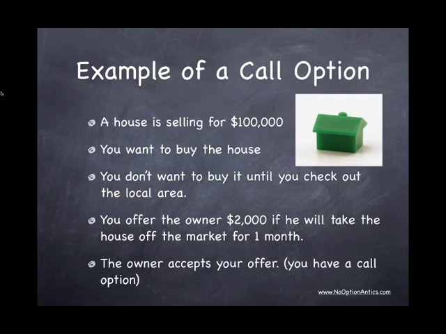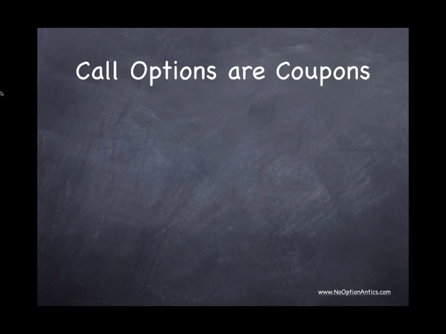So if the owner accepts this, then what you now have is a call option. You have the right to buy something, in this case the home, for a set price, in this case $100,000, for a set amount of time, in this case 1 month. Now, there's your call option in a nutshell. But consider calls like coupons.